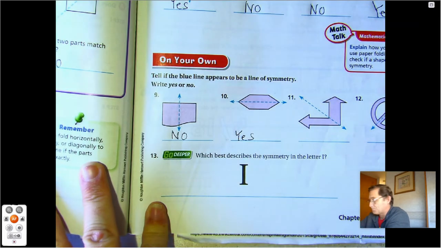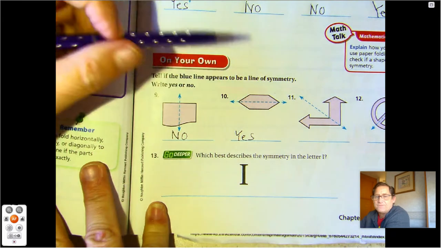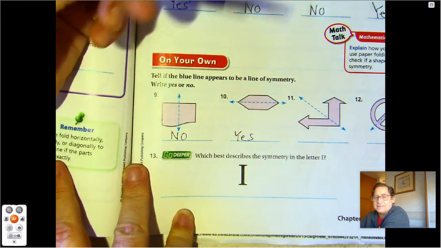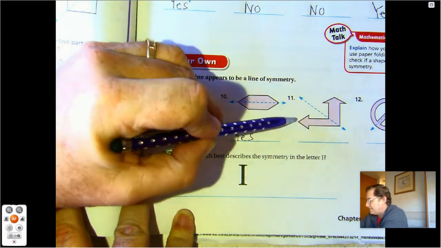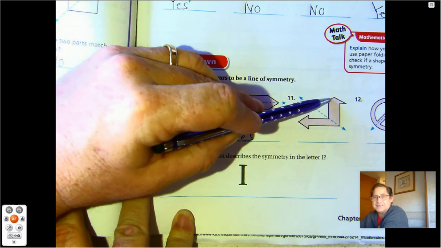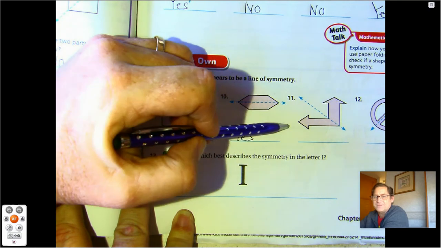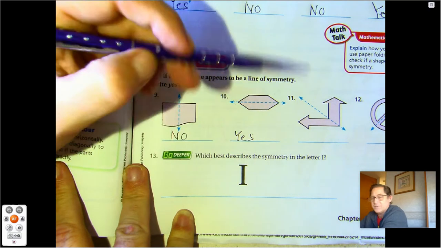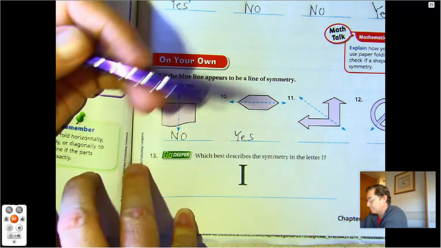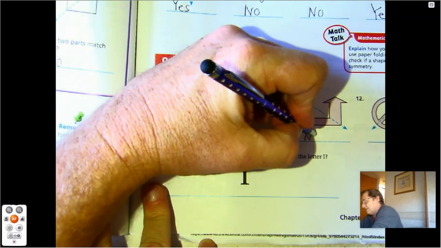11. I feel like I can see that it's not a line of symmetry because look at this arrow and look at this arrow. You see how they're different shapes? It's not going to be the same on both sides then. So 11 is no.